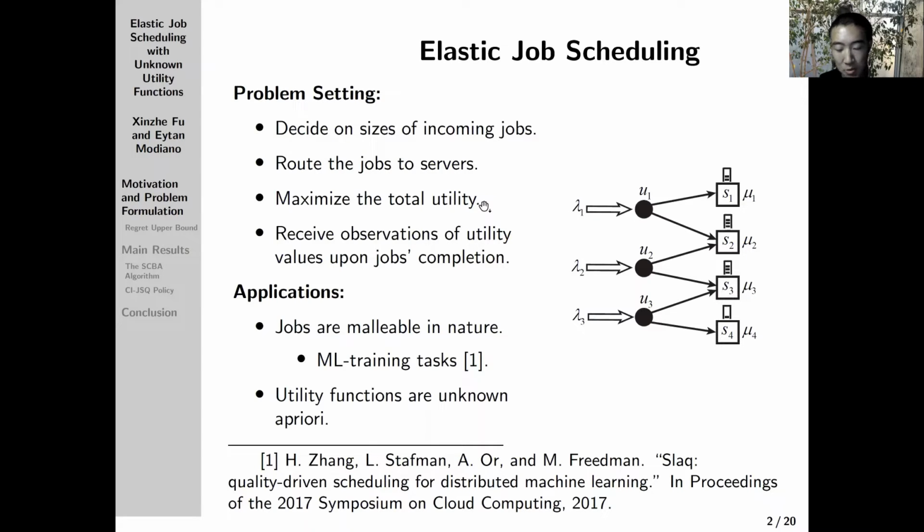This problem can model many real applications, especially where the jobs are malleable in nature. For example, we consider the case of training machine learning applications, like executing a gradient descent algorithm to estimate some model parameters. The size of the job here corresponds to the number of iterations of the gradient descent, and the utility of the job measures the quality of the estimated model. So the job size is usually tunable, and the utility actually depends on the job size. But typically, the functional relationship between the job size and the utility is unknown a priori, but we can receive observations of utility values after the jobs are completed.